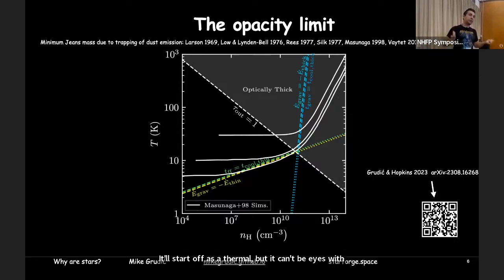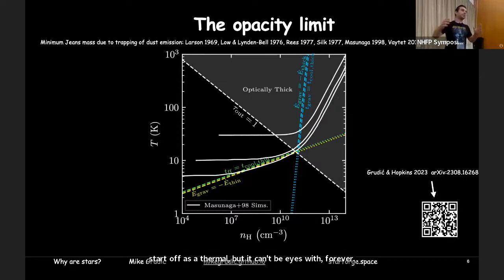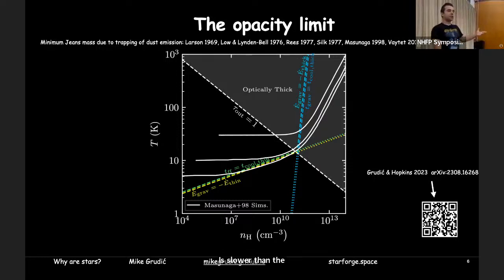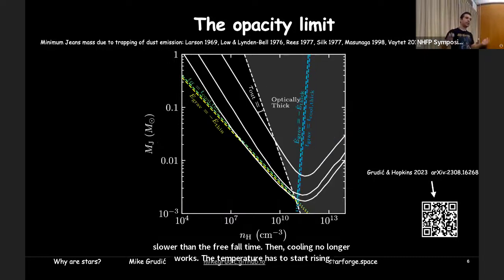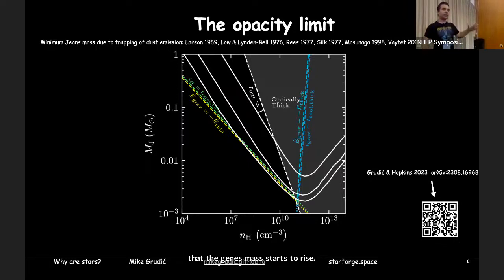Essentially, once you pass a certain threshold where the rate at which energy can be transported out of the collapsing clump is slower than the free fall time, then cooling no longer works. The temperature has to start rising, and when the temperature rises, it rises in such a way that the Jeans mass starts to rise, and that sets a limit on how small a thing you can form.